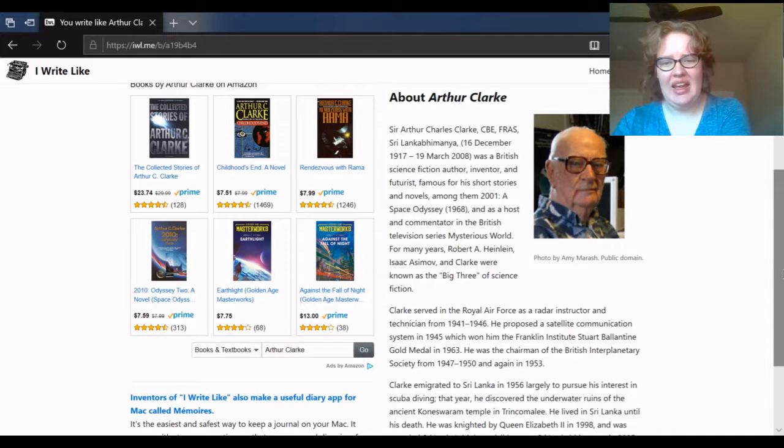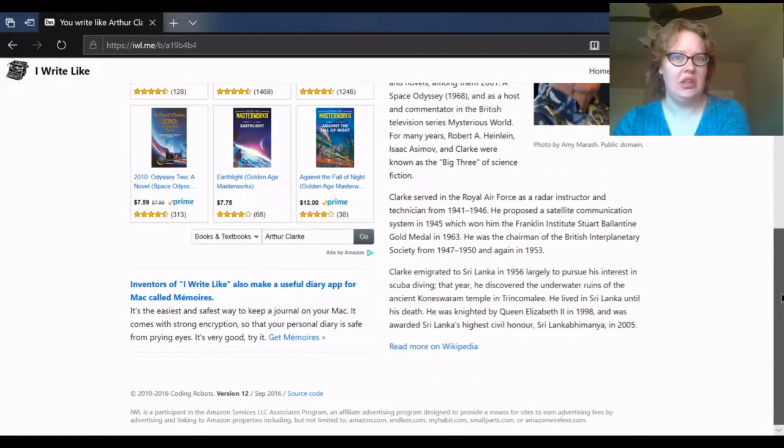For many years, Robert A. Heinlein, Isaac Asimov, and Clarke were known as the Big Three of science fiction. Of course, they leave out Mary Shelley, the woman who practically invented the damn thing. Clarke served in the Royal Air Force as a radar instructor and technician from 1941 to 1946. He proposed a satellite communication system in 1945, which won him the Franklin Institute's Stuart Ballantine Medal in 1963. He was the chairman of the British Interplanetary Society from 1947 to 1950, and again in 1953.